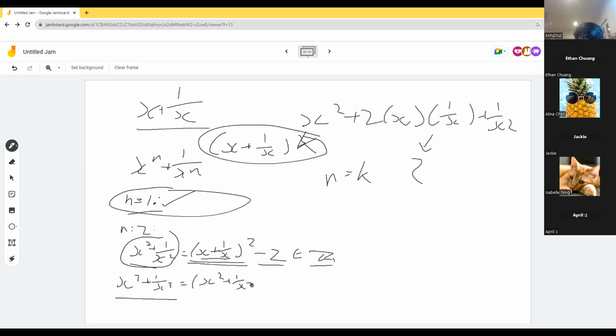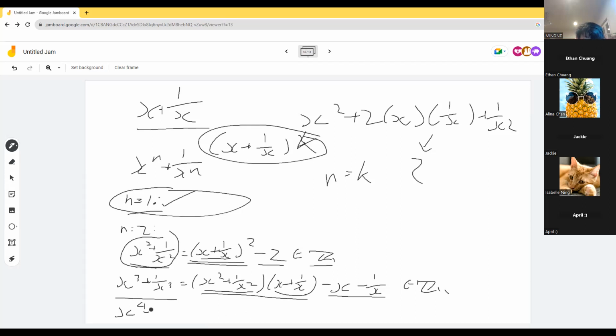Maybe 1 over x squared plus 1 over x squared times x plus 1 over x. And then we have to subtract x and 1 over x. Okay, immediately, this is an integer, this is an integer, and this is an integer. So this is an integer.